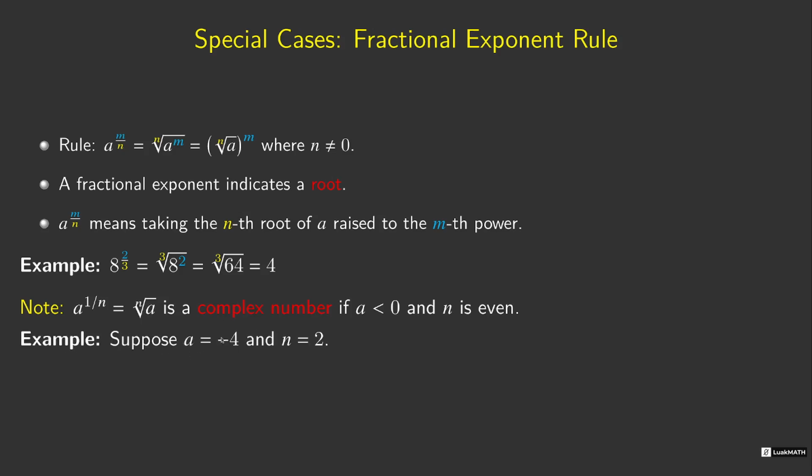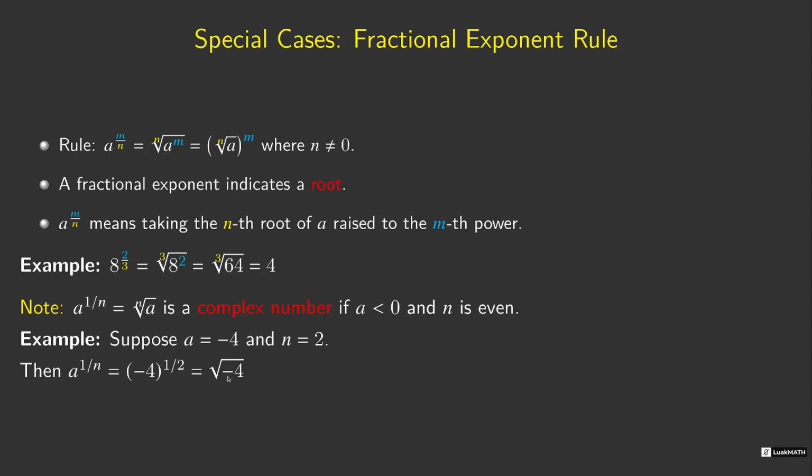Let me show you a simple example. If we have a equals -4 and n equals 2, then we can write a raised to 1 over n as -4 raised to 1/2, which is the same as taking the square root of -4. Remember, this number below here is the root. Because here n equals 2, this is the square root. If this was 4, that would be the fourth root. If n was 3, that would be the cube root.